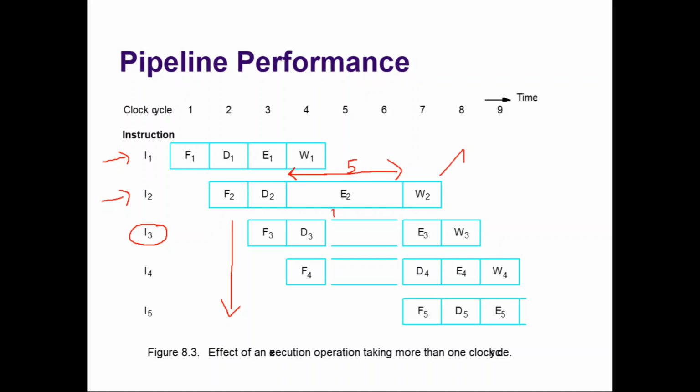So instruction 2 has not yet finished. Instruction 3 has to wait until instruction 2 finishes execution. Then only can instruction 3 execute, and then the output will be written. So instruction 3 is now completing at the 8th clock cycle, when otherwise it is supposed to complete at the 6th clock cycle. Now not only instruction 3, instruction 4 is also stalled. Instruction 4 is fetched during the 4th clock cycle.